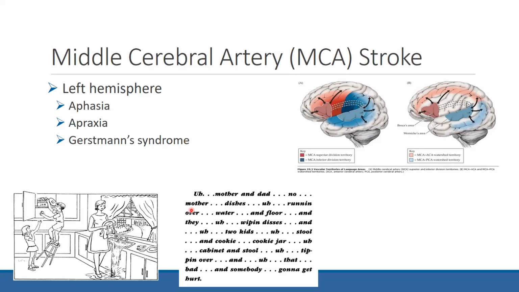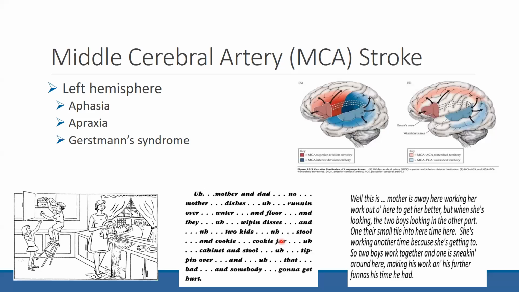You have a lot of nouns and verbs, but not a lot of helping words. If you, on the other hand, hit the inferior part of your MCA, you're going to end up with more of a Wernicke's aphasia, where you can produce a whole lot of speech, but the comprehension piece is missing, and therefore it's not making a whole lot of sense.